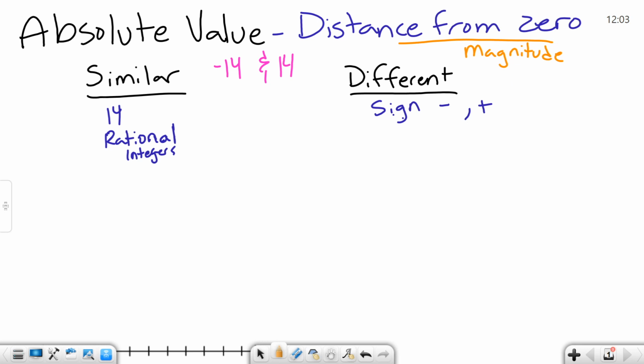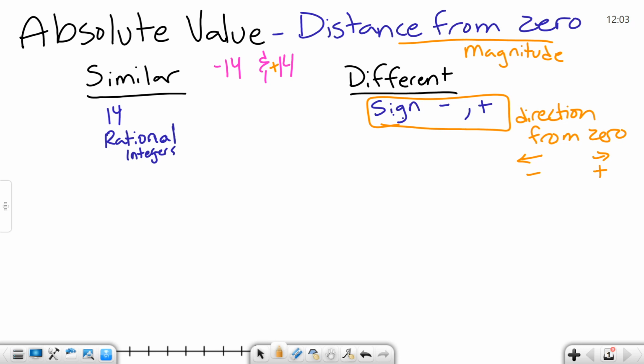Signs, these tell us which direction from zero. So we're either going to look left if it's negative or right if it's positive. Notice how 14 doesn't have a sign on it. It's implied that there is a positive sign there.